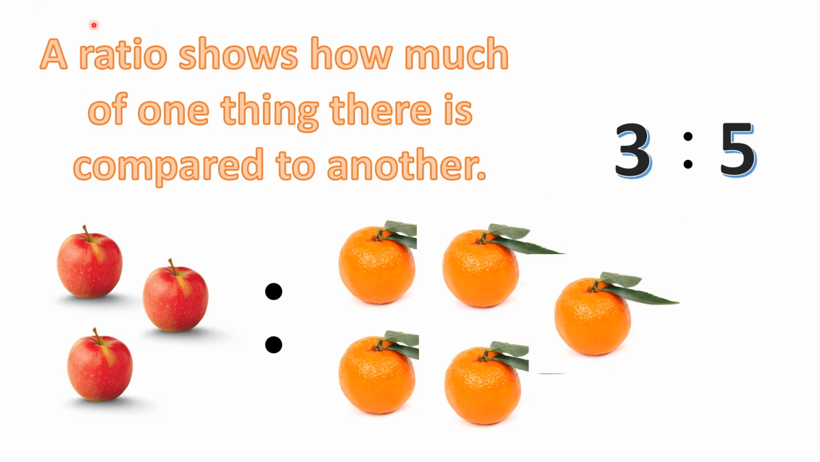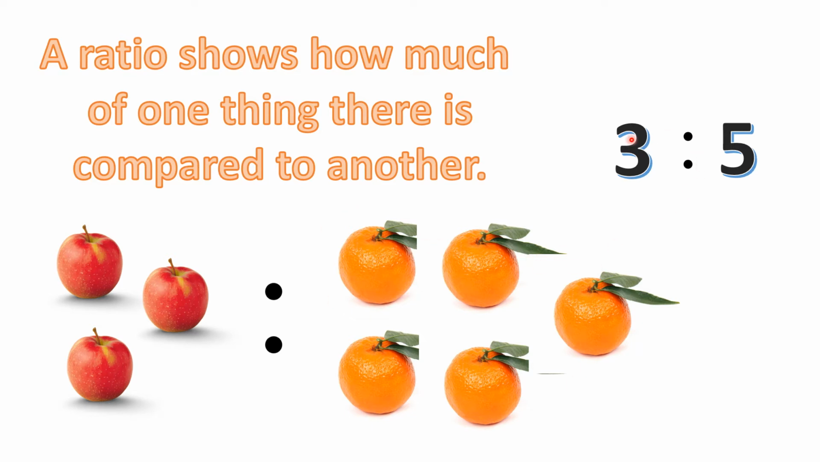Okay, so what does ratio mean? Ratio shows how much of one thing there is compared to another. Let's have a look at this example. So here we have 3 apples and 5 oranges. So the ratio of apples to oranges is 3 to 5. So we are comparing how many apples there are to how many oranges there are. So to every 3 apples, there will be 5 oranges.